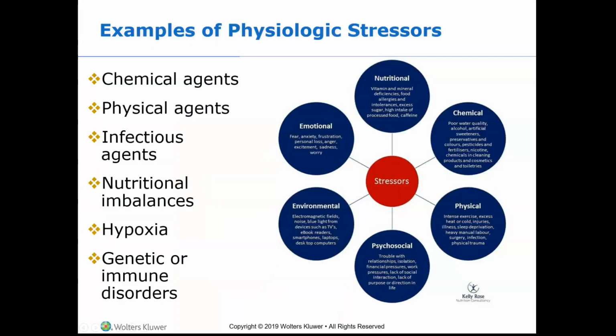On this slide, you have examples of physiological stressors, including the following: chemical, like smoking, poor water quality, alcohol, artificial sweeteners, pesticides, nicotine, chemicals in cleaning products, and so on and so forth. Physical stressors like intense exercise, excessive heat or cold, injuries, illness, sleep deprivation, surgery, infection.